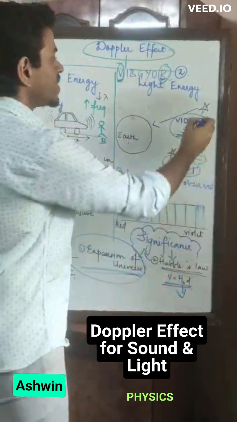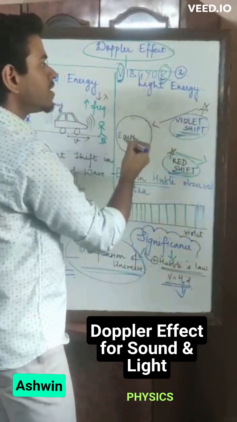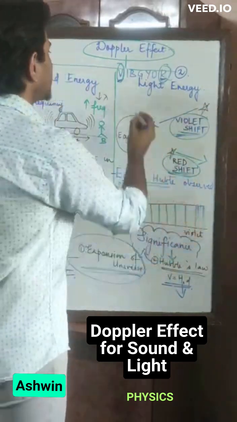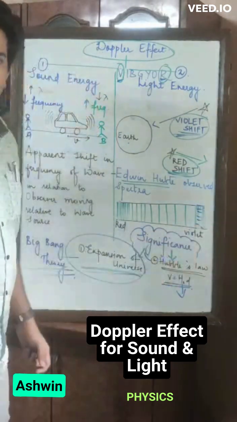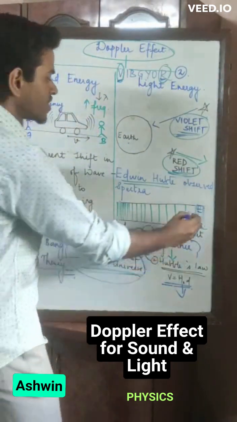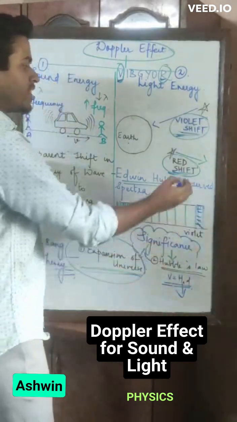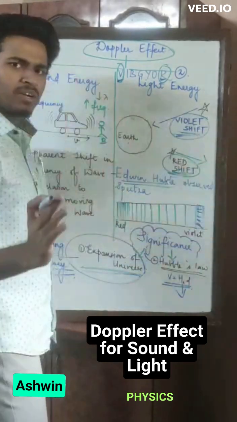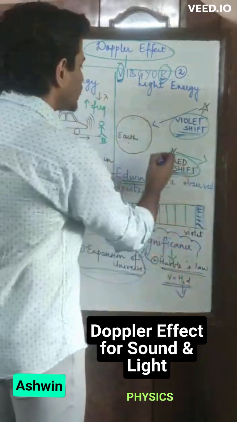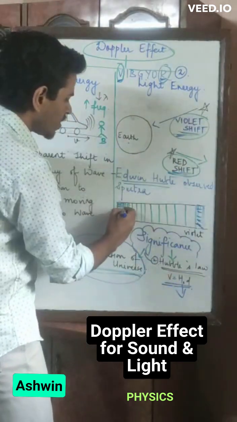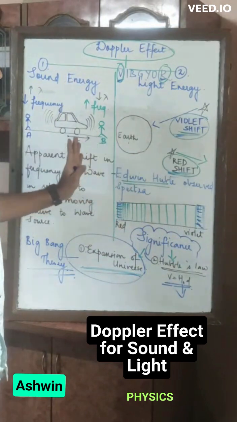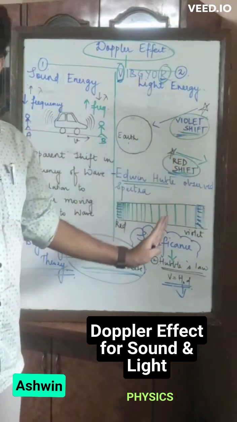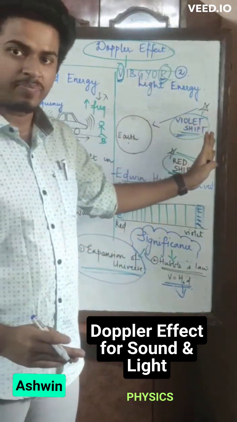That is, when the star is moving towards the earth, you see the spectrum moving towards the violet end of the spectrum. This is the spectrum diagram. So this is the violet end. And when any distant star is moving away from the earth, you observe that the spectrum is shifting towards the red end. That is red shift. And this is all about the Doppler effect for light.